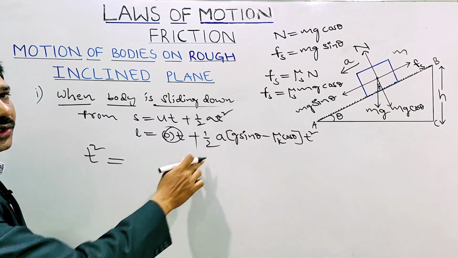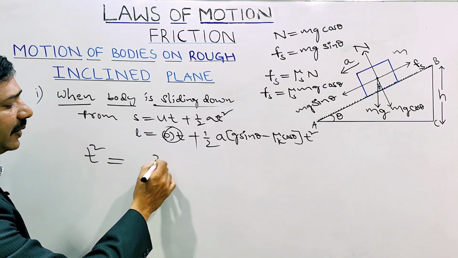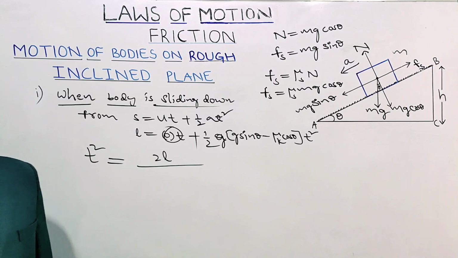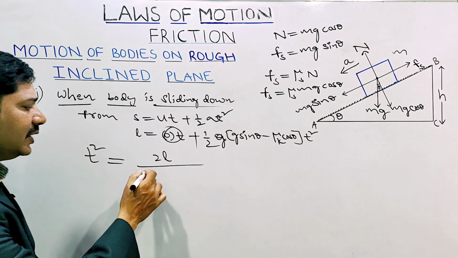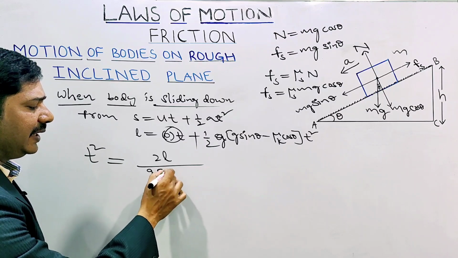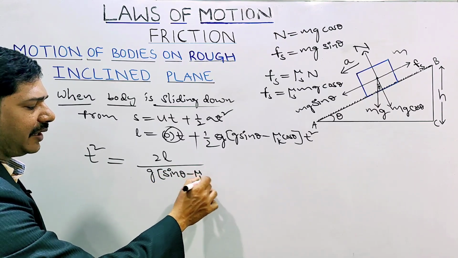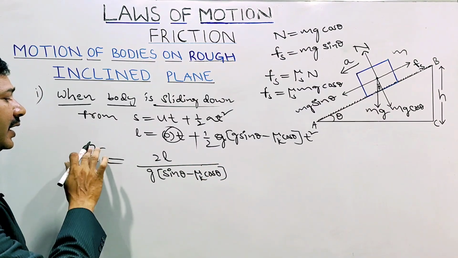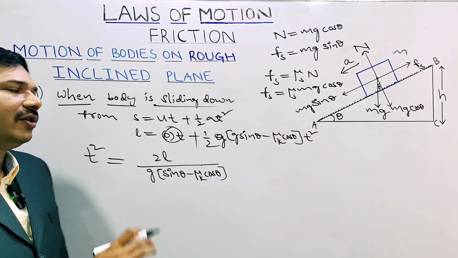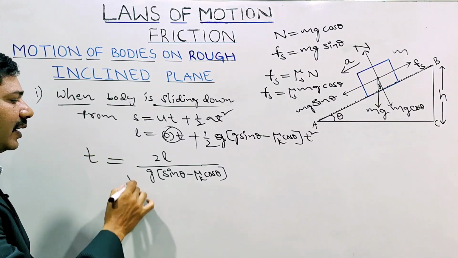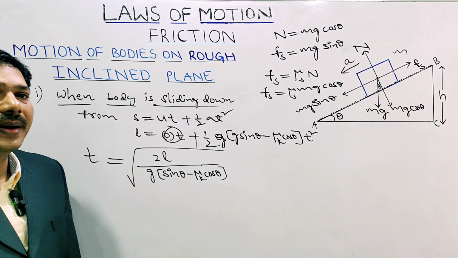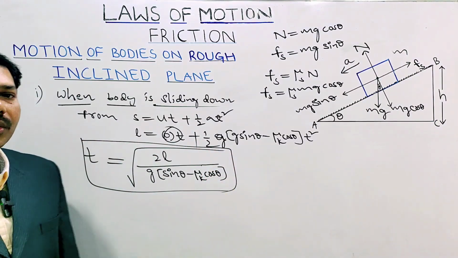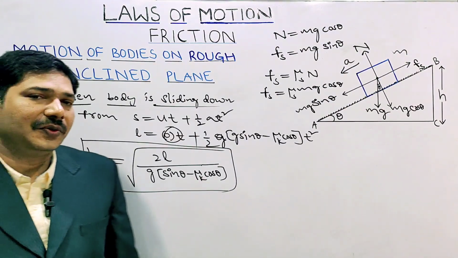Here we need t square, so taking t square as the subject, the 2 is dividing here; if we send it to this side, it multiplies. So t square is equal to 2L by g of sin theta minus mu k cos theta. Taking square roots on both sides, t equal to under root 2L by g of sin theta minus mu k cos theta.